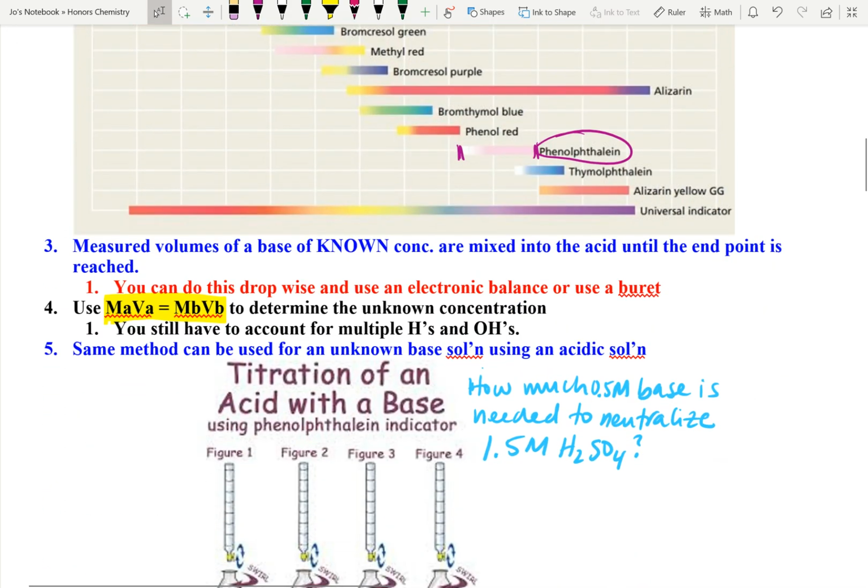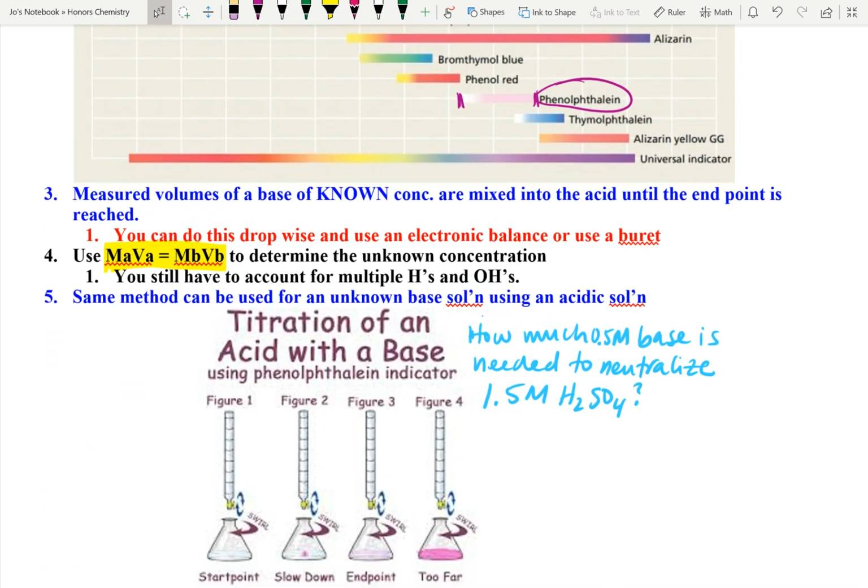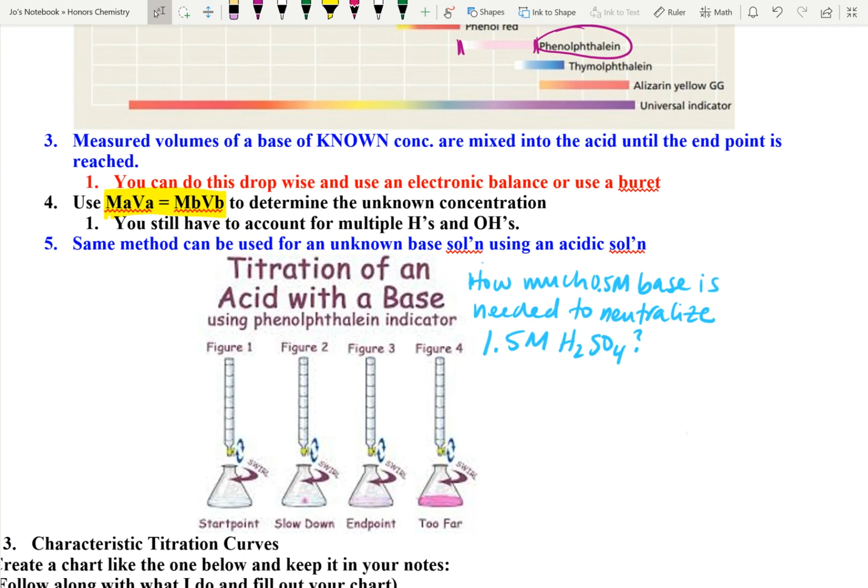So measure volumes of the base of a known concentration or mix into the acid until the endpoint is reached. And you would do this dropwise. You can also use an electronic balance if you don't have your burette. And then, notice I highlighted this equation. Use MAVA equals MBVB at the end to determine the unknown concentration. Okay. And then you do have to account for multiple H's and OH's.